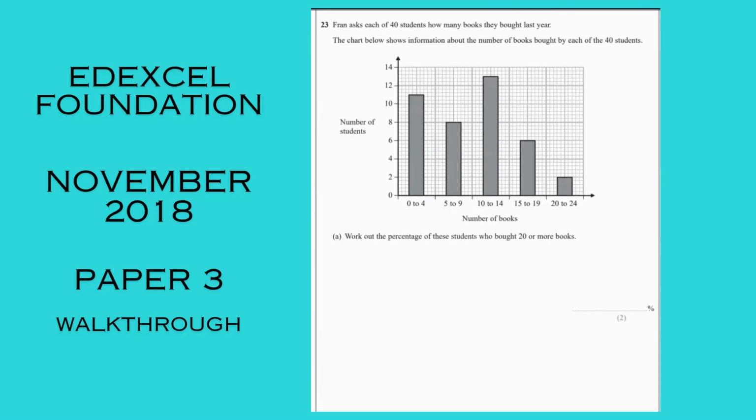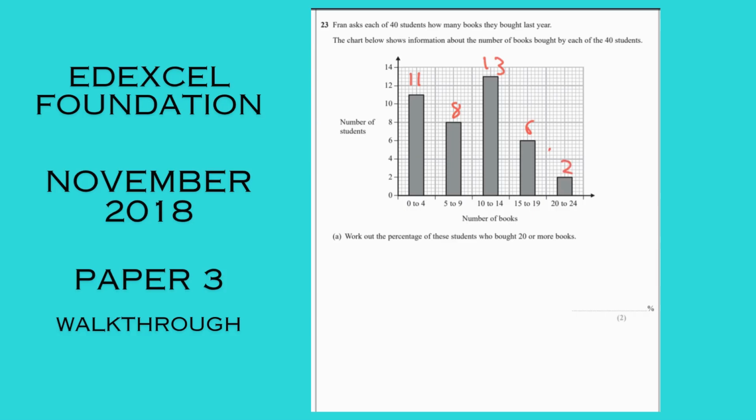Question 23. Strange for a bar chart to be coming so late on, but it's actually not quite a bar charty type question. It's actually median, percentage from group data and mean of group data. So 20 or more books. Personally, whether it's a pictogram, bar line graph or bar chart, always a good idea to do the reading of the graph in one go.